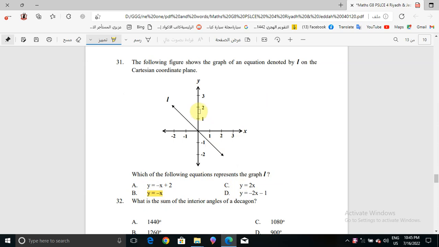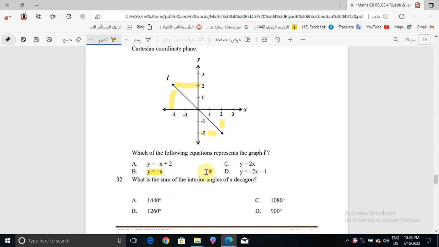Okay, now question number 31. The following figure shows the graph of an equation denoted by L on the Cartesian coordinate plane. Which one of the following equations represents the graph L? Actually, the correct answer will be negative x. Why? Because here we have 2 and negative 2. That means 2 over negative 2 will be negative 1, or we can say negative x. And here's the same thing, 2 with negative 2. So the answer will be negative x.